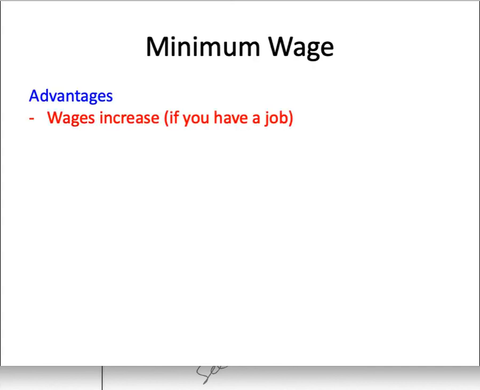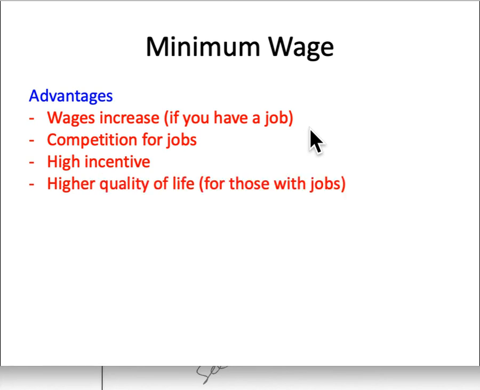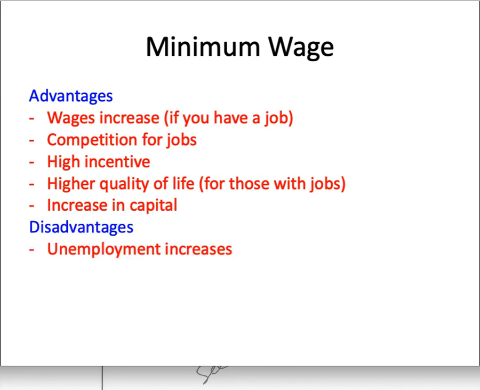And so what will happen, right? People who have jobs have better quality of life. Competition for jobs increases because people want to work. Higher monetary incentives, higher quality of life. Increase in capital investment because businesses don't want to pay for workers, so they're going to hire fewer, or they're going to buy more capital because it's relatively cheaper now.